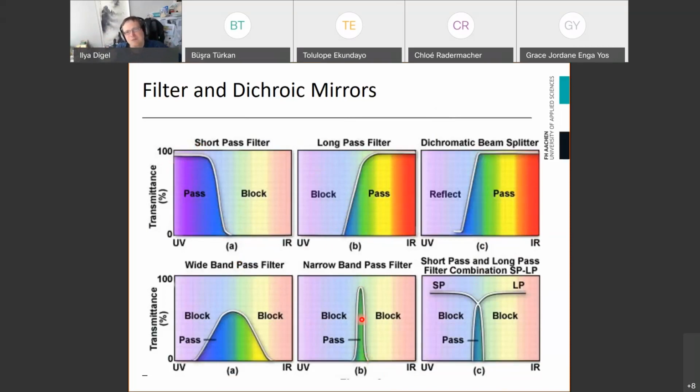We people need all parts of the spectrum. We need UV light, we need blue, and it all needs to come to our eye. So that's why basically filtering it by using some lenses or filters is not a good idea. But there are special cases.